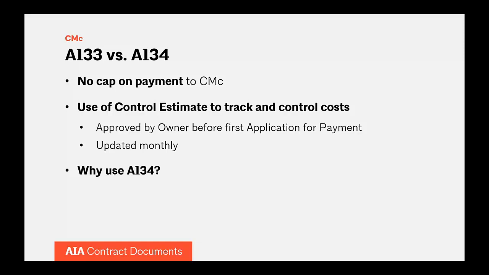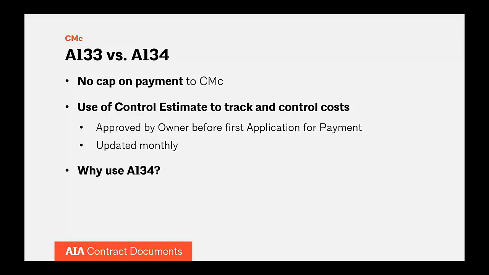So without a GMP, what is the mechanism for monitoring costs in A134? It's a control estimate, and the control estimate is used as part of a detailed system of cost control that is implemented by the CM before the first application for payment, and it has to be approved by the owner. That's used in lieu of the statement of values that would be used under a stipulated sum or a GMP contract.